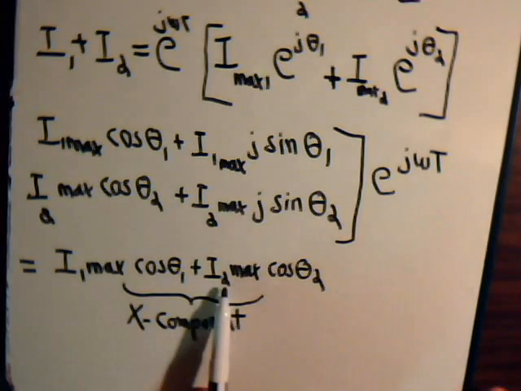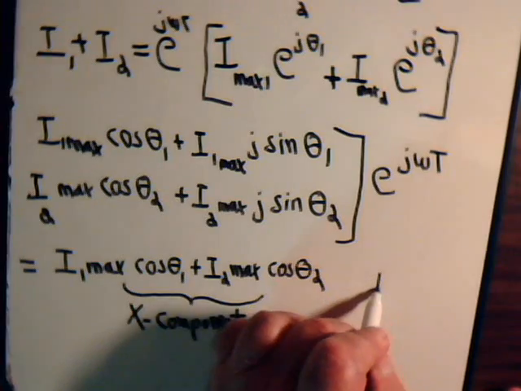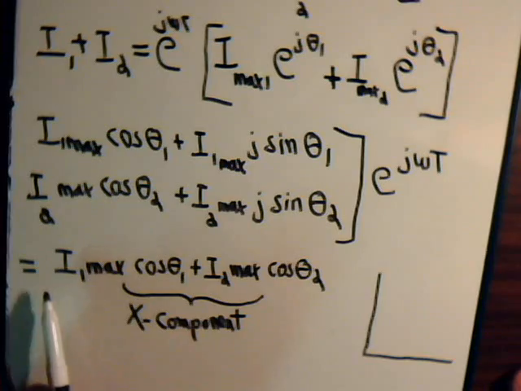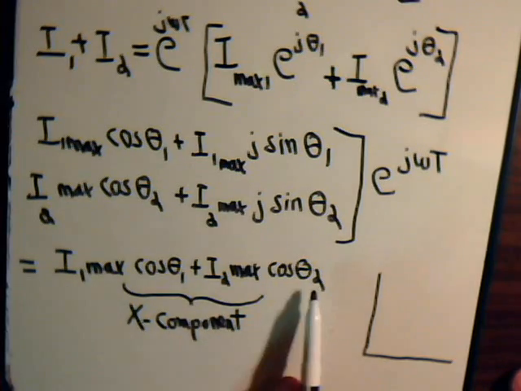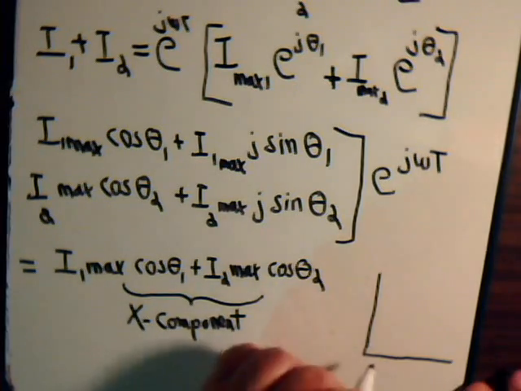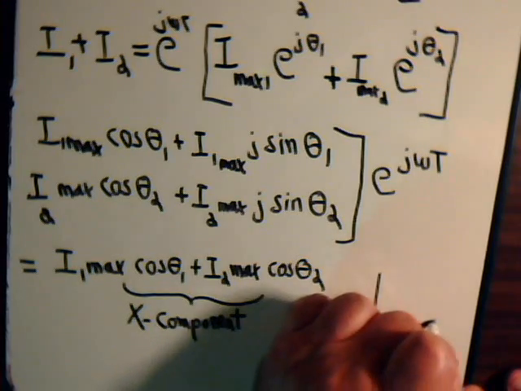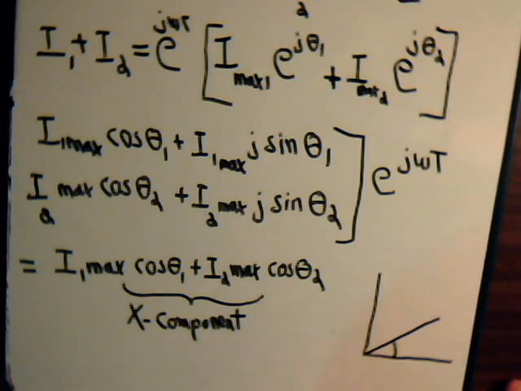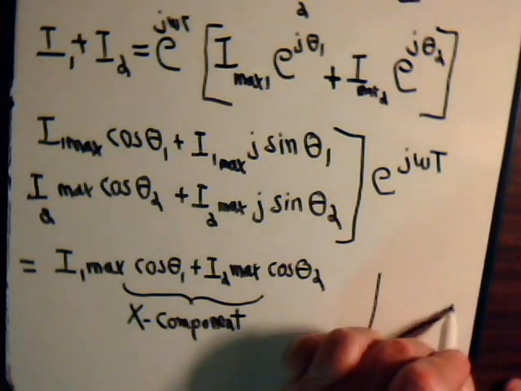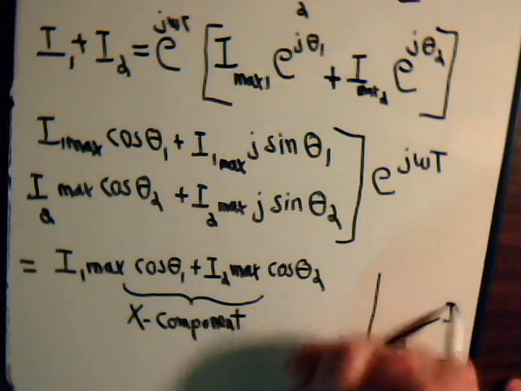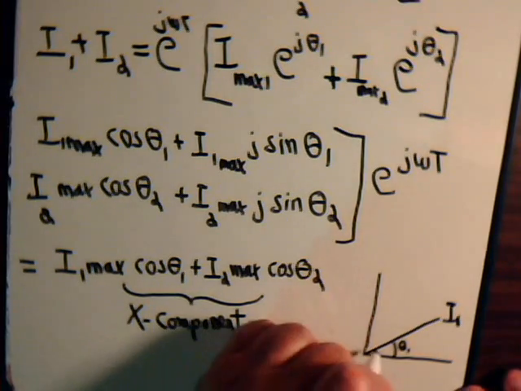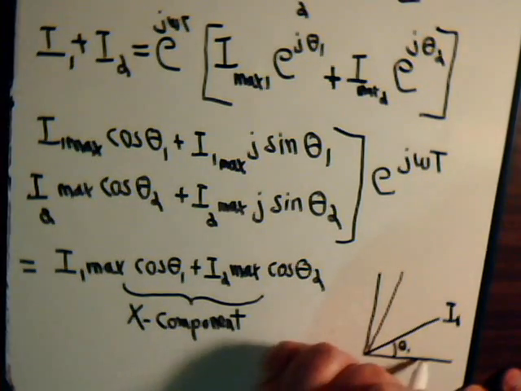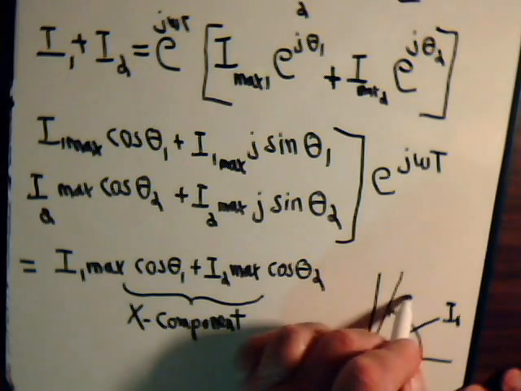See, I1 max and I2 max. It would be something like this. Let's pretend I2 is greater than I1. Let's pretend theta 2 is greater than theta 1, just to make it easy for us. So here might be I1 max, and there is its angle, theta 1. Let's call it I1. And here might be I2 max, and its angle, theta 2.